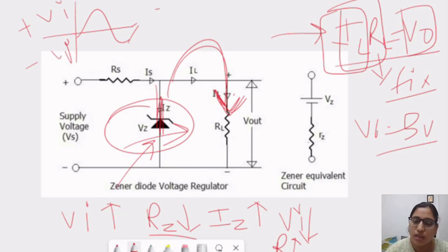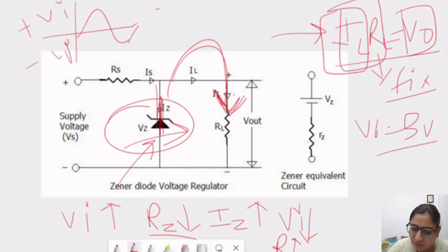So high current flows towards the diode. When input current is low, then resistance is increasing, so low current will flow towards the diode, and at the output we will get the moderate IL RL ratio. Clear? So this is the whole working of how a Zener diode works.